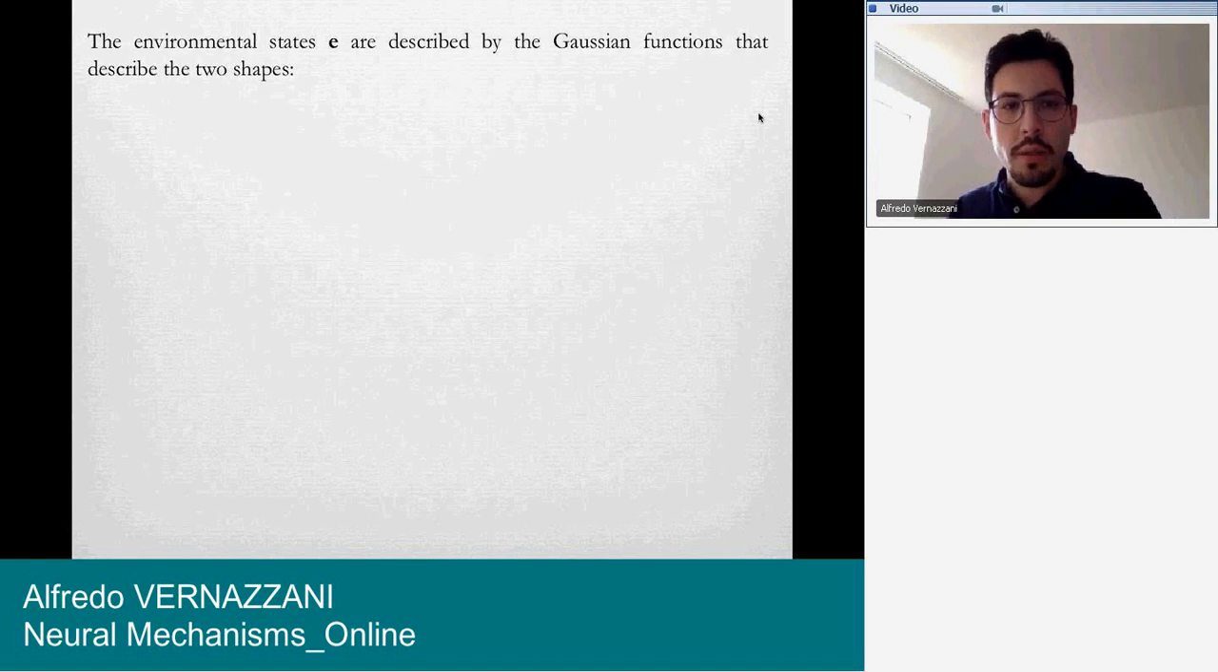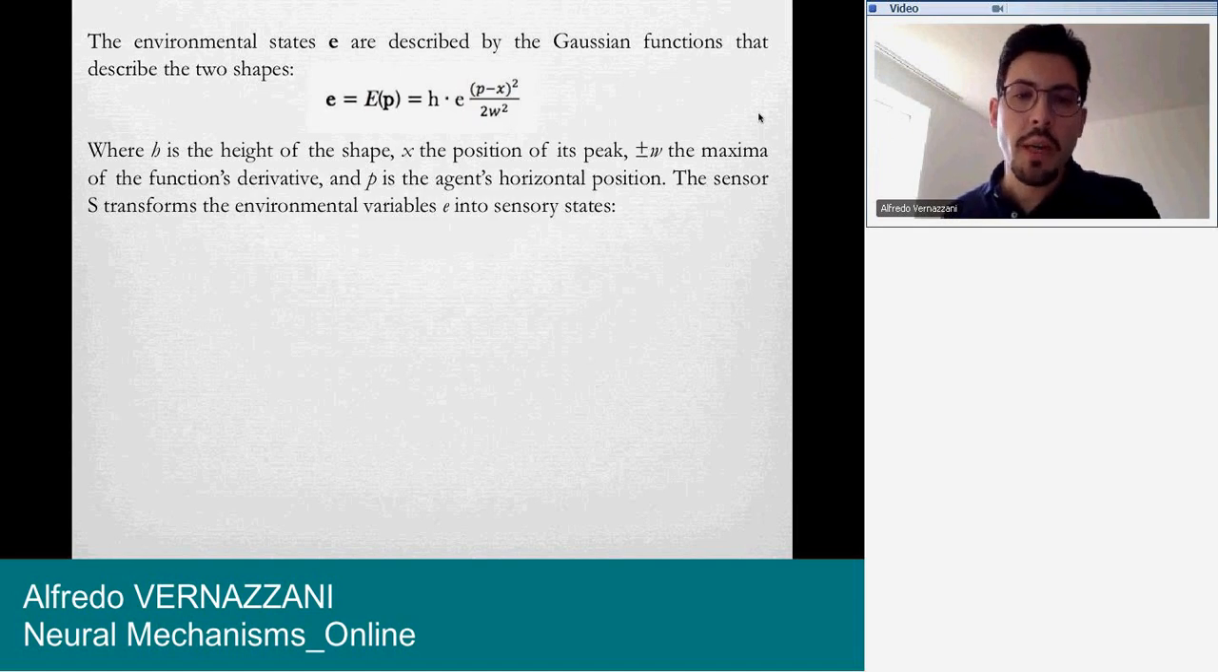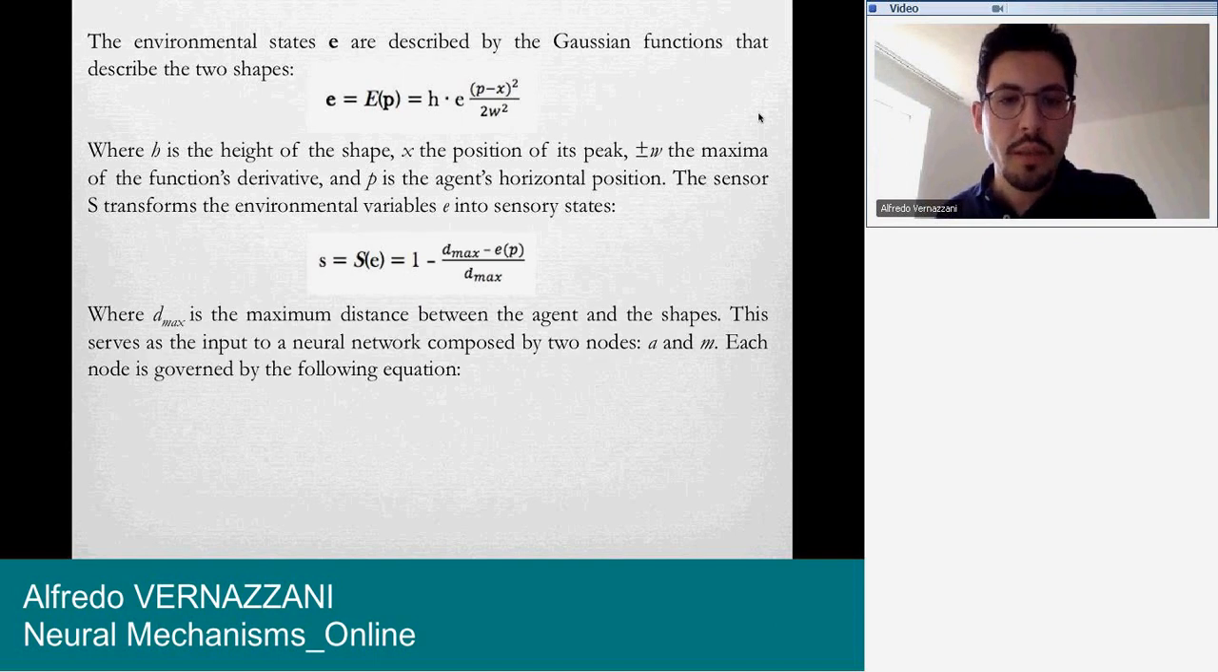Here in this model, the environmental states E are described by the Gaussian functions that describe the two shapes, where H is the height of the shape, X is the position of its peak, plus or minus W, the maxima of the function's derivative, and P is the agent's horizontal position. The sensor S transforms the environmental variable E into sensory states. That's the equation again, where D max is the maximum distance between the agent and the shapes. This serves as the input to a neural network composed of two nodes, A and M. Each of the nodes is governed by the following equation.